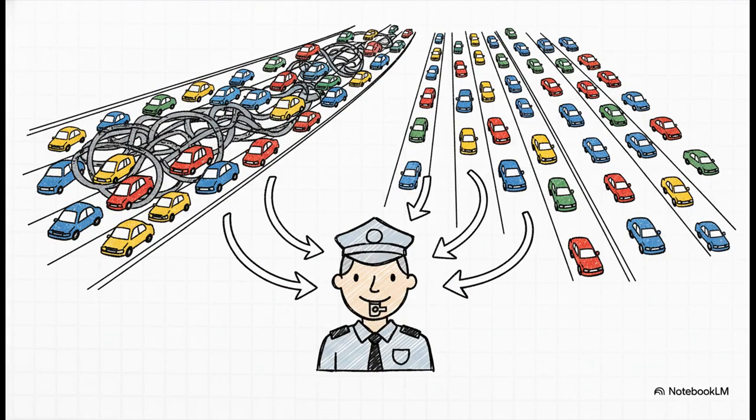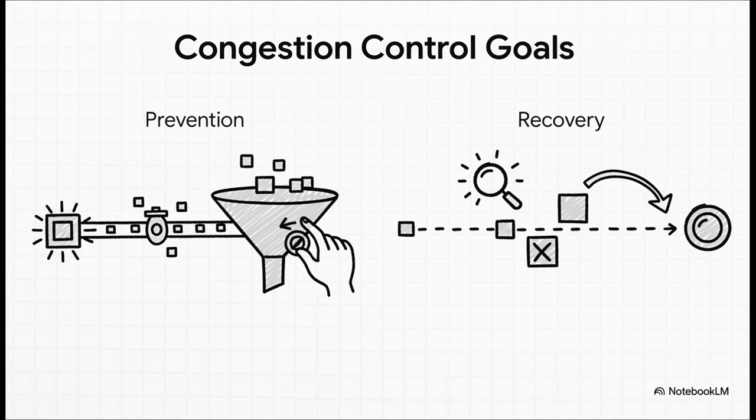So how does the transport layer deal with this? It doesn't just blindly keep sending data into the middle of all this chaos. Nope, it uses a really sophisticated set of rules for the road, which we call congestion control, and this is primarily a feature within TCP. The goals here are both proactive and reactive, which is pretty clever.